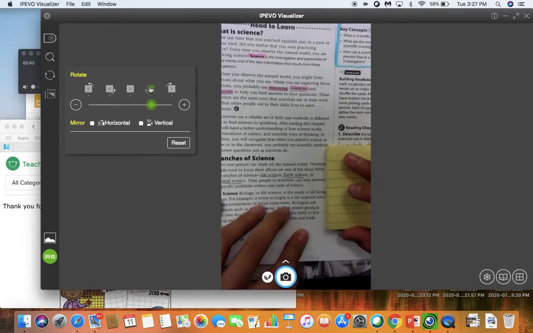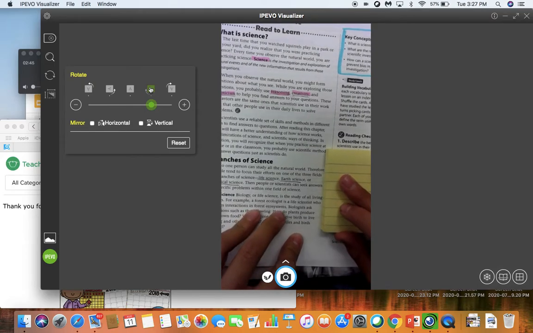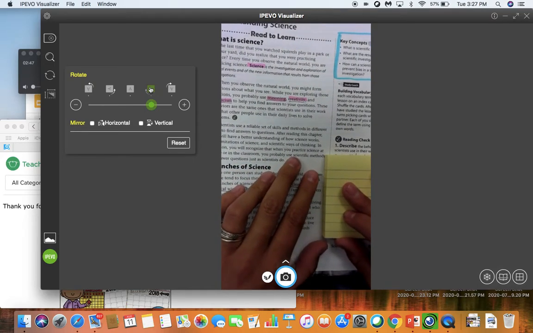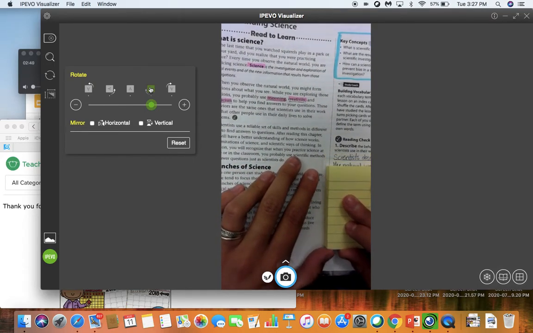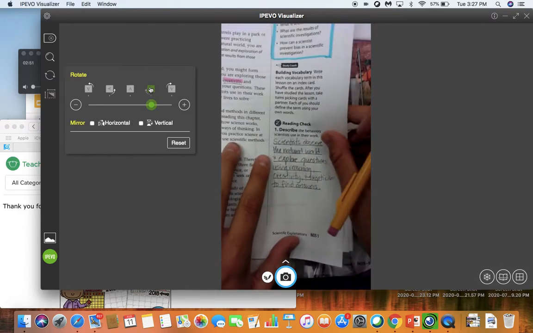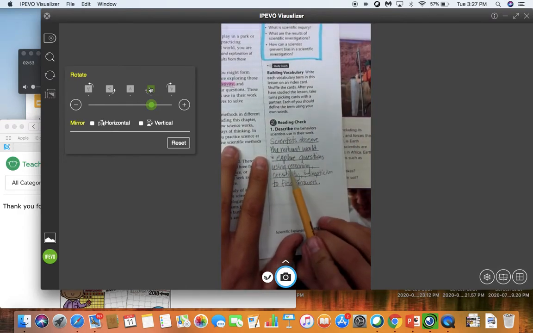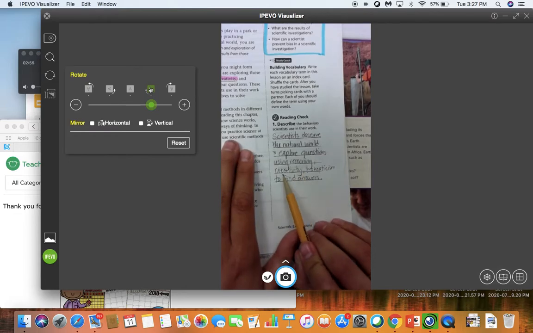Question number 1. It says describe the behavior scientists use in their work. Scientists observe the natural world and explore questions using reasoning, creativity, and skepticism to find answers. Okay? So that's question number 1.